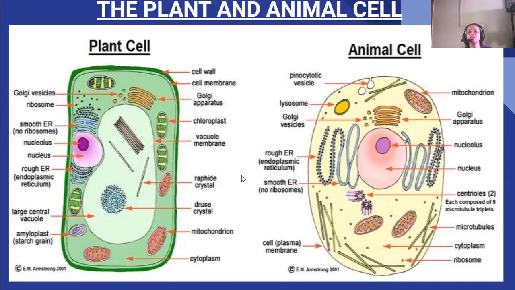Then raphide crystals are present here. Then the vacuole membrane is there, but as there is no vacuole in the animal cell, the vacuole membrane is not required. Chloroplast is present in this plant cell, whereas this animal cell does not contain chloroplast. Another thing, the animal cell contains centrosome with centrioles, but it is not present in the plant cell. So these are the major differences between the plant cell and animal cell.